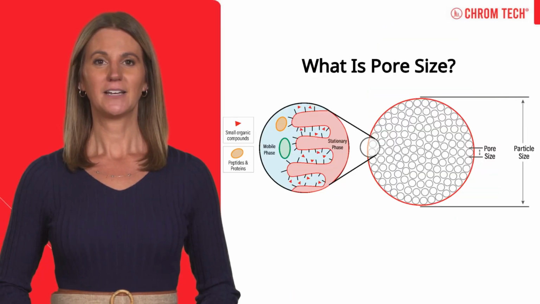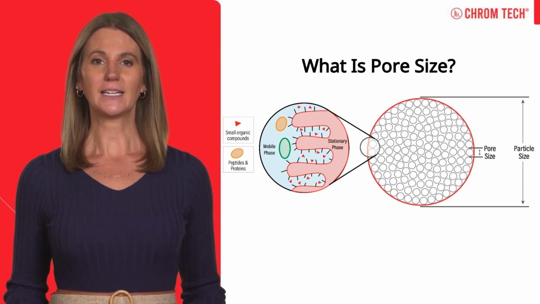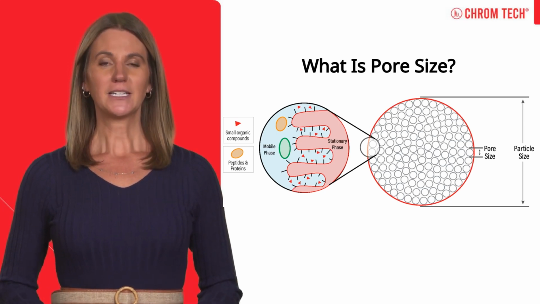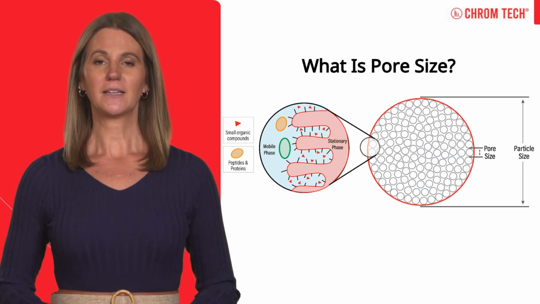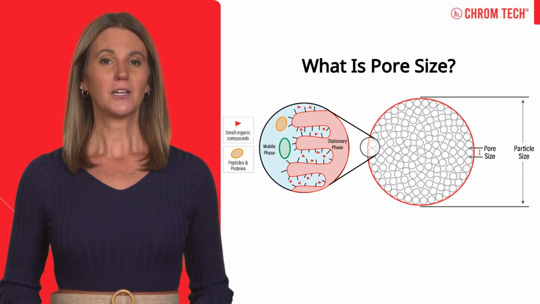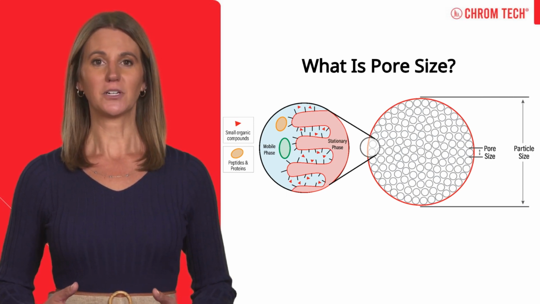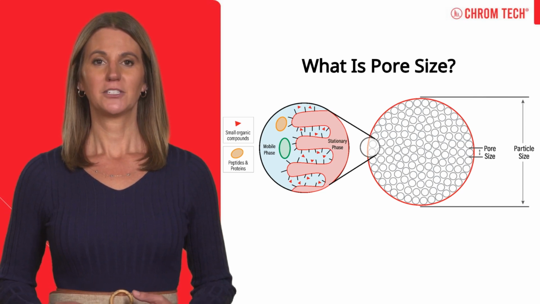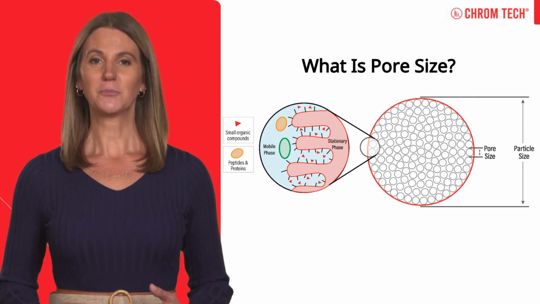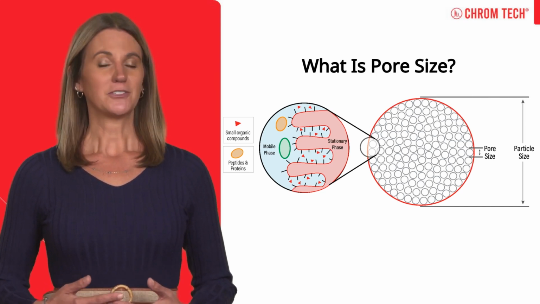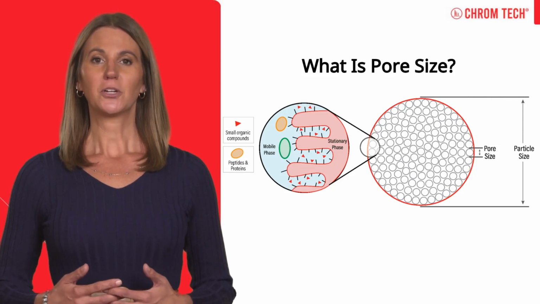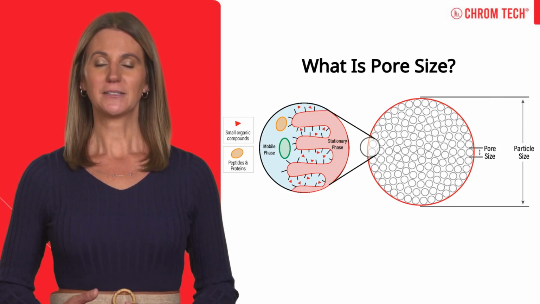Pore size is the average size of a pore in a porous packing. Its value is typically expressed in angstroms. The pore size determines whether a molecule can diffuse into and out of the packing. Therefore, the pore size of the packing material in your HPLC column is important, since the molecules must fit into the porous structure in order to interact with the stationary phase.